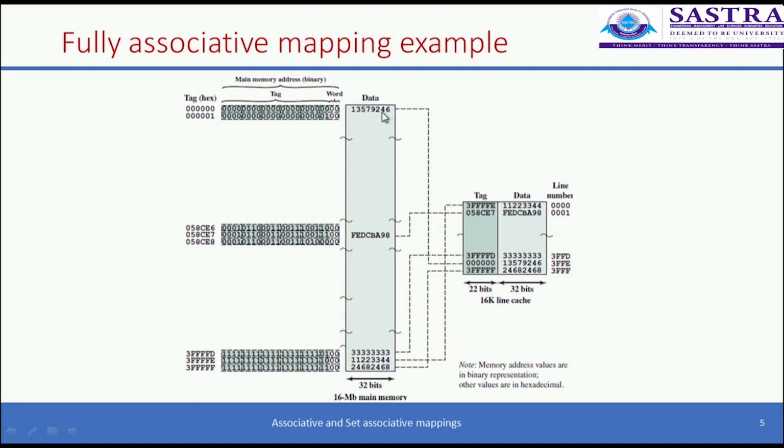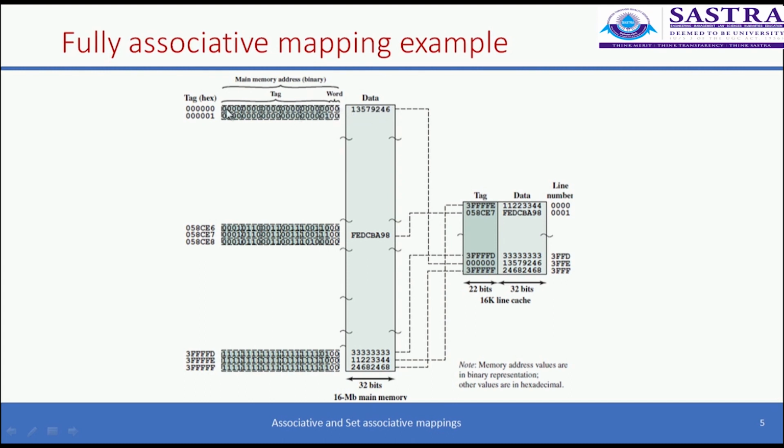A single block has 4 bytes of data. So, 32 bits are available in a single memory block. The main memory size is 16 megabytes. In a single block 4 bytes are available. For example, see this 13, 57, 92, 46, this is a hexadecimal number. Each and every hexadecimal number is equal to 4 bits. So, 1, 2, 3, 4, 5, 6, 7, 8, 32 bits are available, 4 bytes.